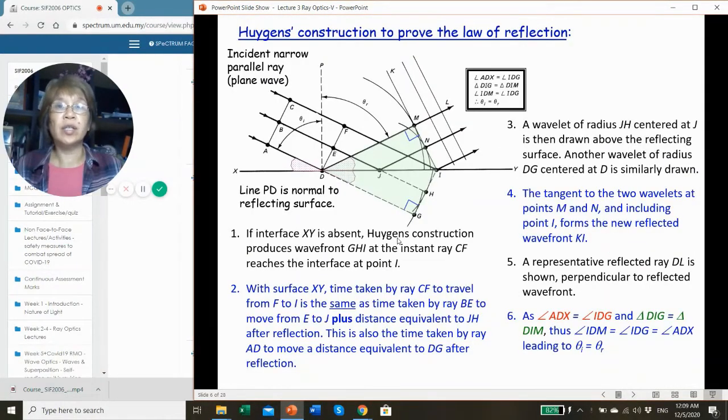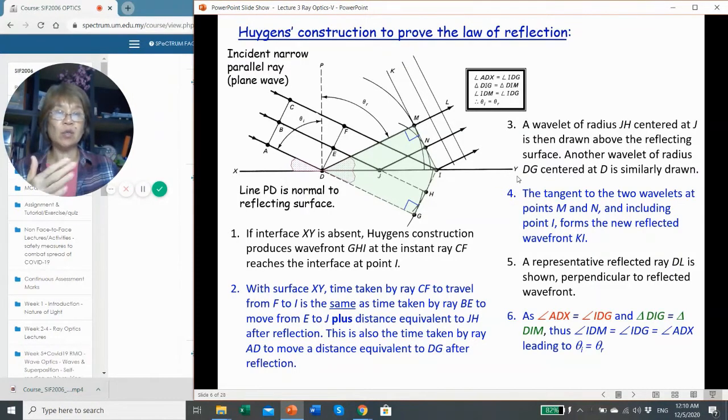Now let's look into Huygens' construction to prove the law of reflection. So we're going to consider an incident narrow parallel ray, and we represent it by these three lines here to represent the ray, and we consider it to be a plane wave. And we have a line here, XY, that will represent a reflecting surface.